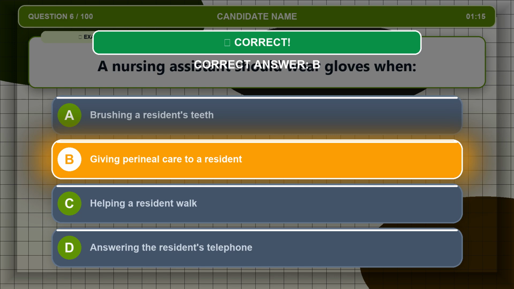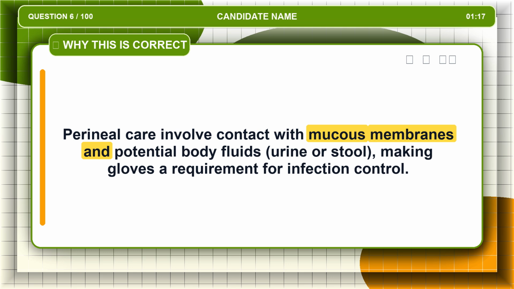The correct answer is option B. Giving perineal care to a resident. Perineal care involves contact with mucous membranes and potential body fluids, urine or stool, making gloves a requirement for infection control.